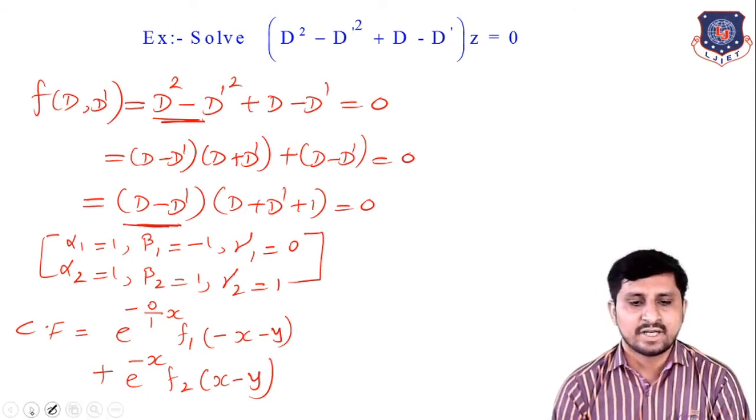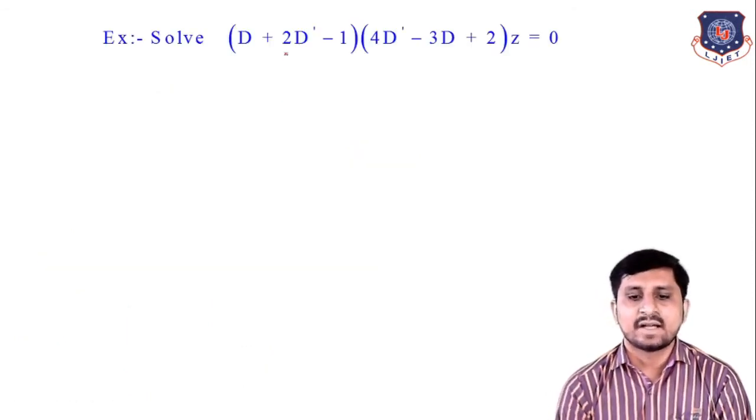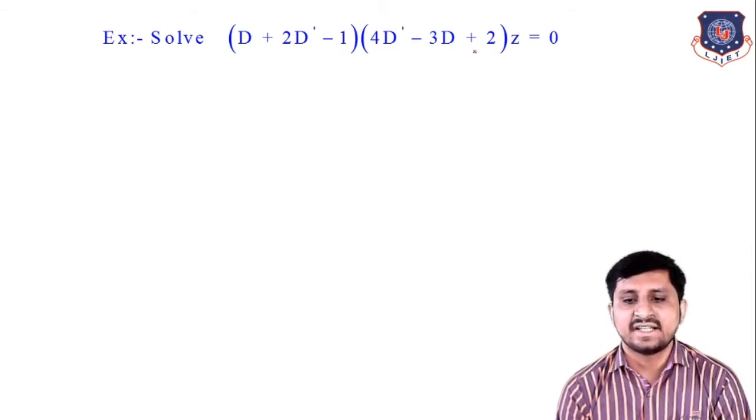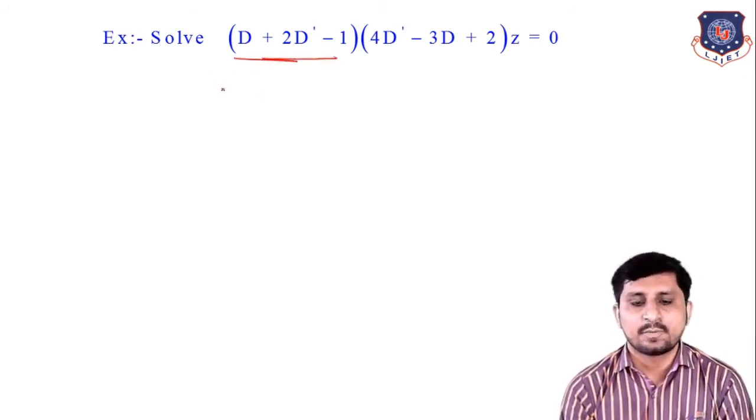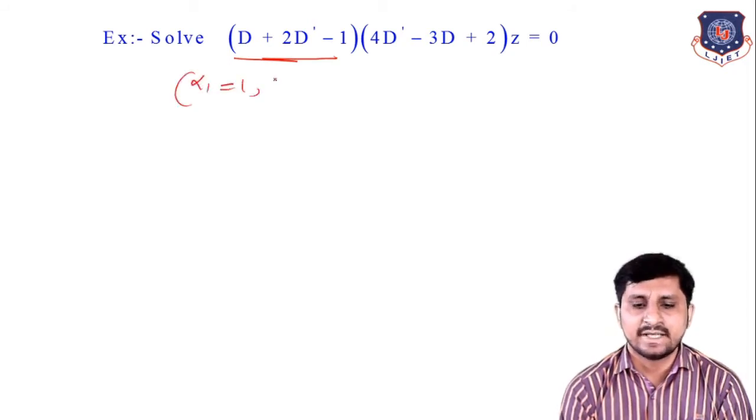So let's solve one more example. (D + 2D' − 1)(4D' − 3D + 2) z is equal to 0. So clearly for the first linear operator, what are my α, β, γ? α1 is 1, β1 is 2, and γ1 is −1.